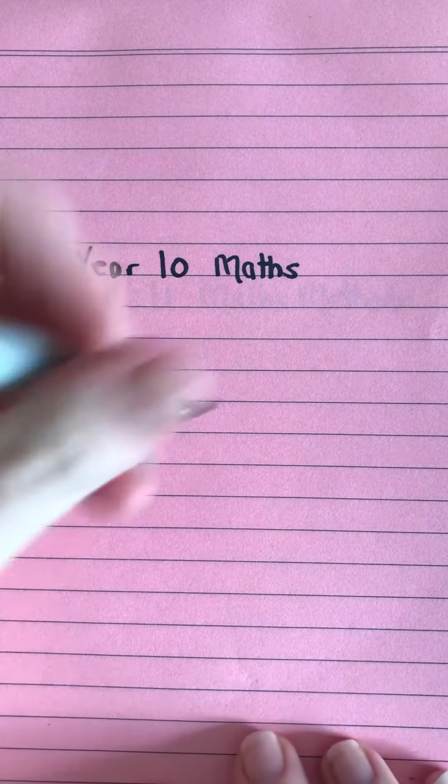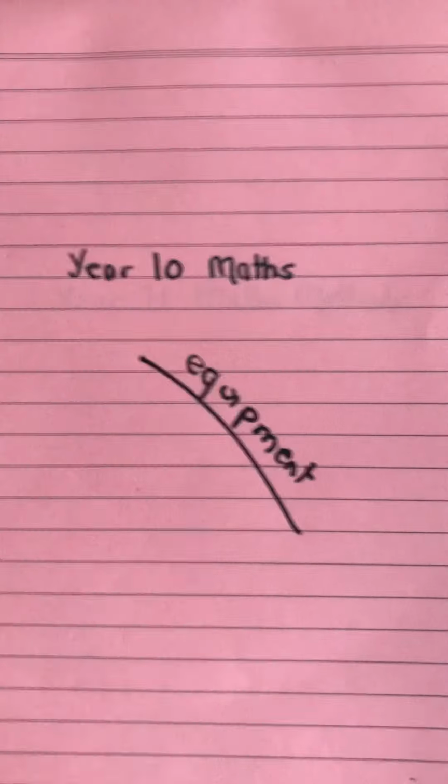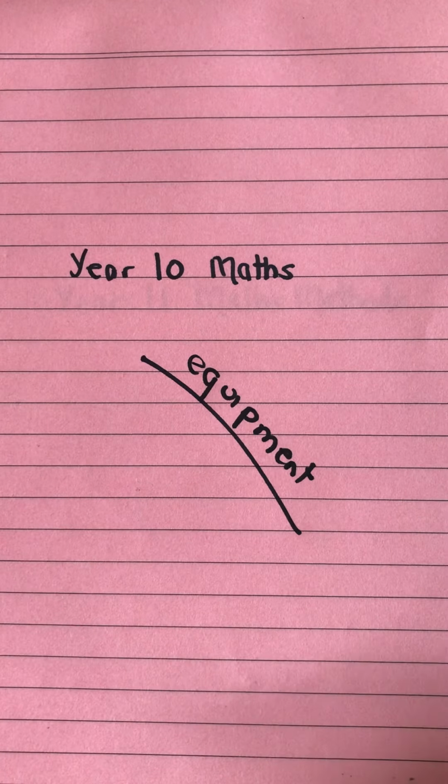Okay, Year 10 Maths. How are you going to start your Year 10 year the best way? First thing, just like I said in my grade 8 video and my grade 9 video, equipment. Make sure you have all your equipment ready to go next week. It's making sure you've got your books, making sure you've got pens, making sure you've got a calculator.